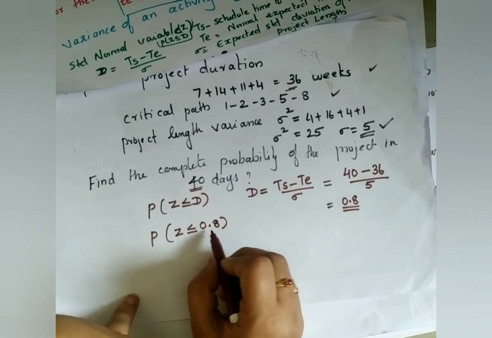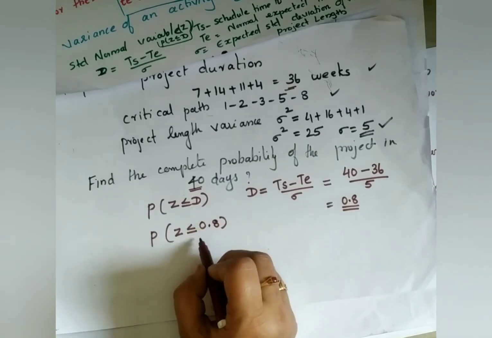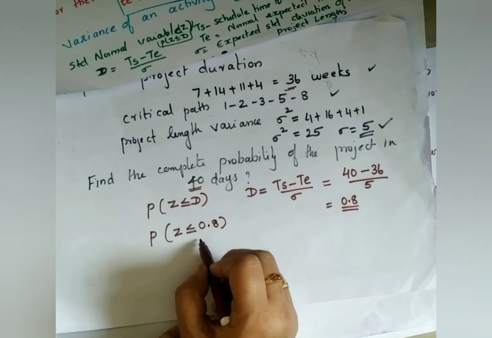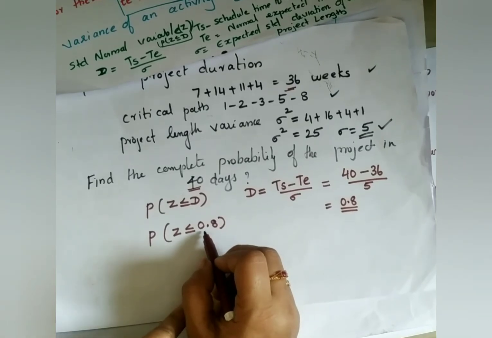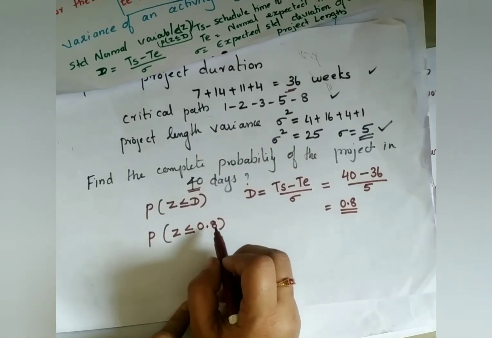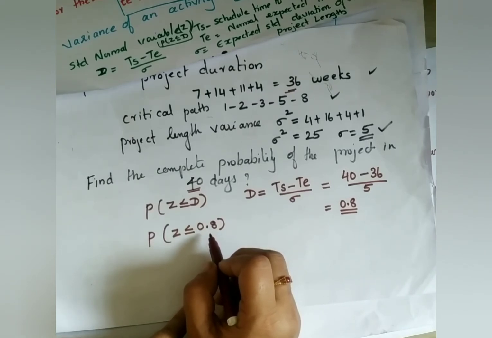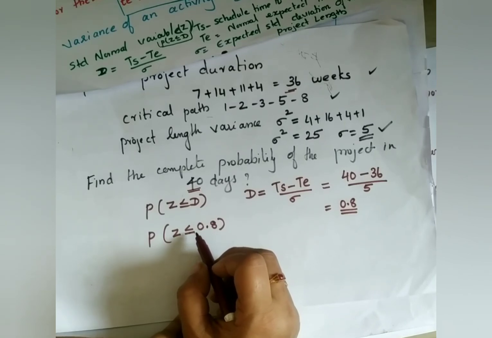Now comes the question of where this Z value will come from. For that we have a table. A standard normal distribution table is available. From the table you will get the value for 0.8. So don't worry, you don't need to memorize it. If a PERT question is coming in your exam, surely the organization will provide you the table. From that we can find the answer for Z 0.8. I will show you how to find the Z value from the table.